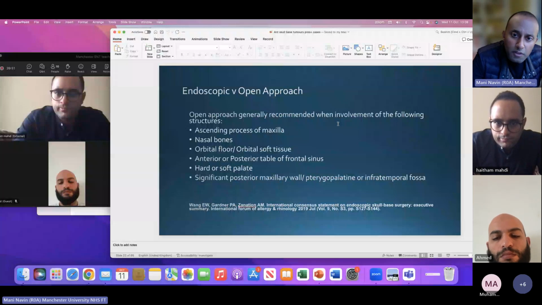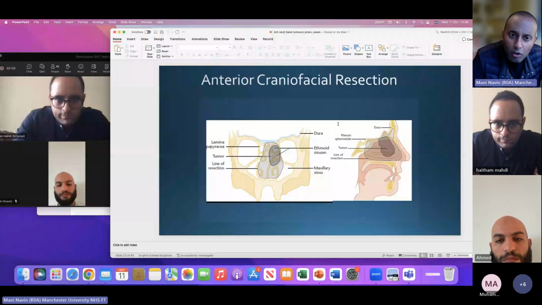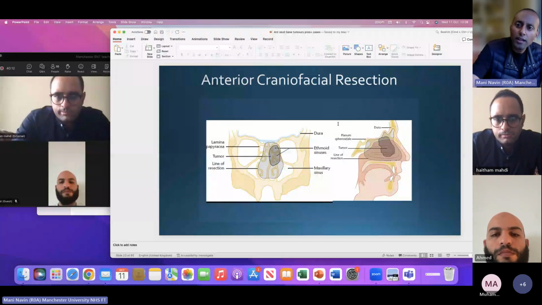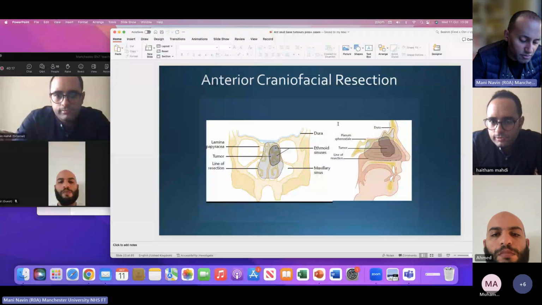So what are you aiming for in an anterior craniofacial resection? This is what you aim to resect in a standard craniofacial resection. You can see superiorly, just below dura, taking the cribriform plate, the lamina on that side. So this gives a good example. And posteriorly, you can see you take your line of resection up into the sphenoid. This makes sense, doesn't it, seeing it like this? So this is what you're aiming to achieve.